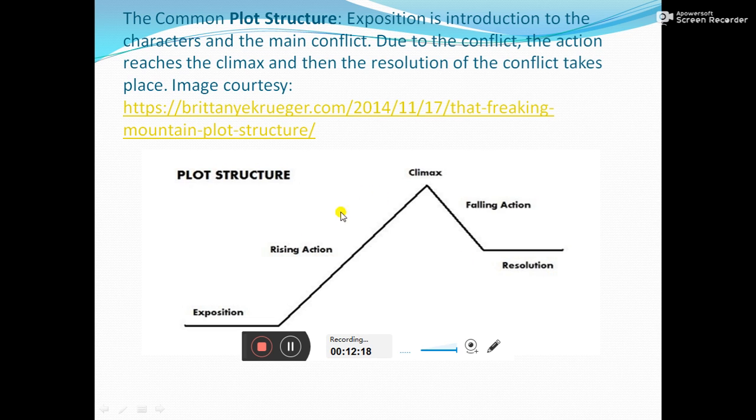So this is usually, as you can see here, the common plot structure. Usually, exposition is the introduction to the characters and the main conflict. Due to the conflict, the action reaches the climax, here rising action, and then the resolution of the conflict takes place. Okay.